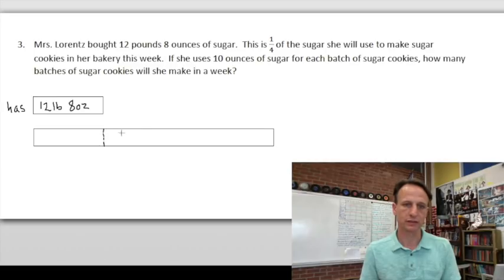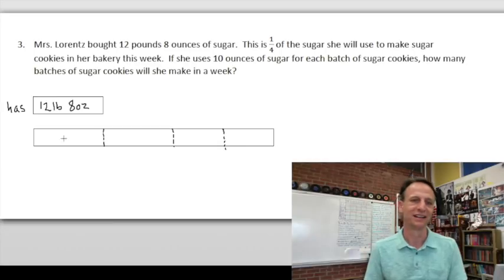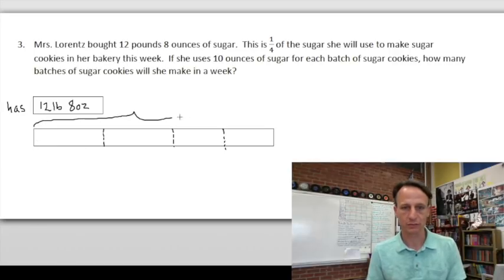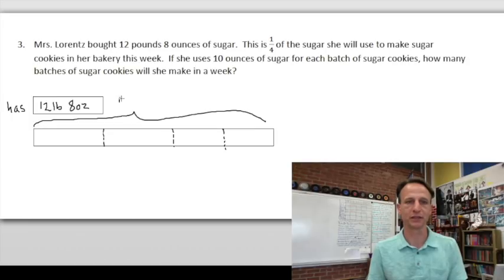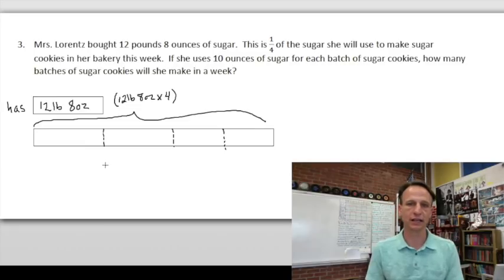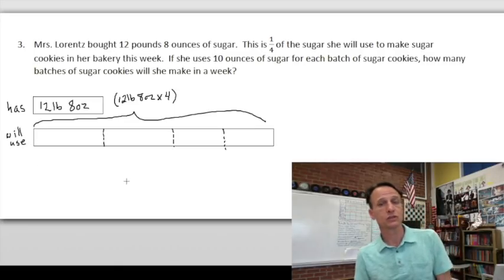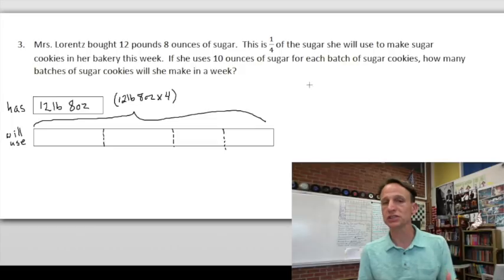Yeah, I'm totally cheating here. Okay, so those are supposed to be equal. Oh, that's so lame. All right, so this, we'll place a nice little bracket on top. Oh, it's a beautiful bracket. Tell me you love my bracket. 12 pounds, 8 ounces times 4. That's what this is here. And that's what she will use. In fact, I'll write over there, will use. Okay.